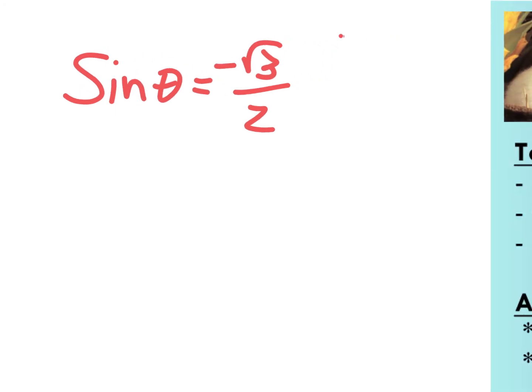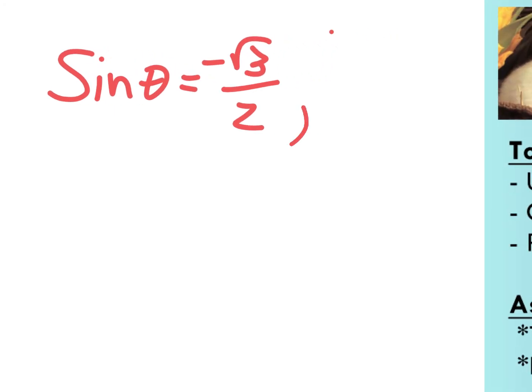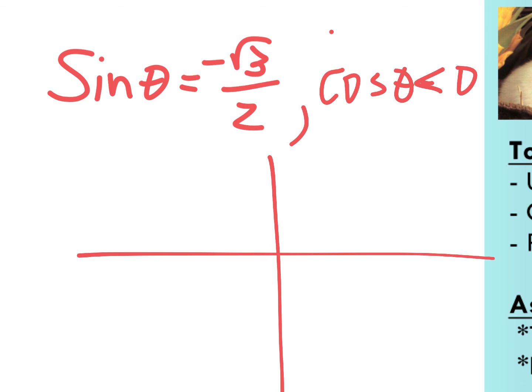So, what if I had said, oh, by the way, cosine of this angle is also negative? How would that change your two answers? Well, one of them can't exist anymore. Cross off the one that can't exist anymore. And let's see if you have it right now.